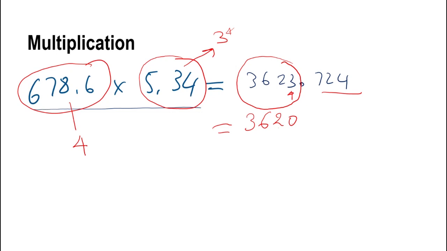It will be 363. But in this case, we need to keep just 3 significant figures, and this is what we will have. It will be just 3,620 instead of 3,623. We keep the least significant figure. Remember, last time we said the trailing zeros, when there is no decimal point, they don't count. So all we have here is 3 significant figures.